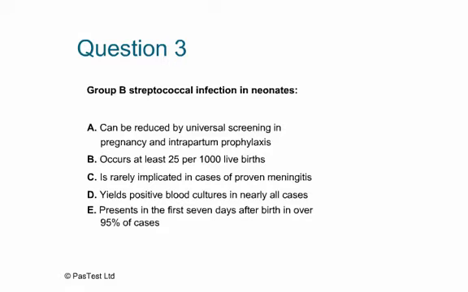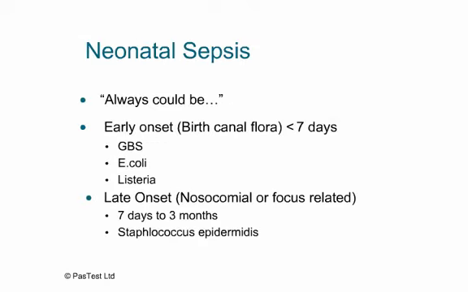And the answer is that only A is true. So neonatal sepsis is one of the answers for the purposes of the exams that you should always consider. Sepsis is divided into the 2 clinical syndromes, early onset and late onset. The common pathogens for early onset are Group B strep, which is the most common, then E. coli and Listeria. By definition, this is infection within the first 7 days of life, and the etiology is thought to be that these infections are derived from birth canal flora.